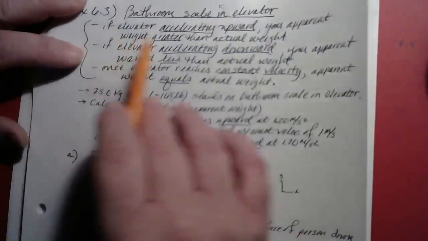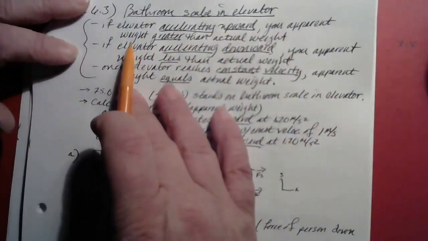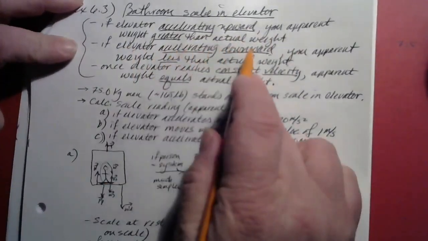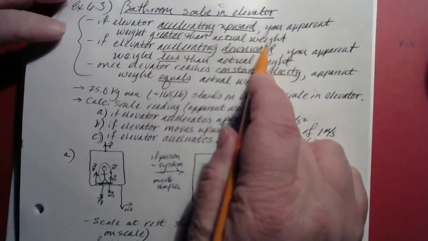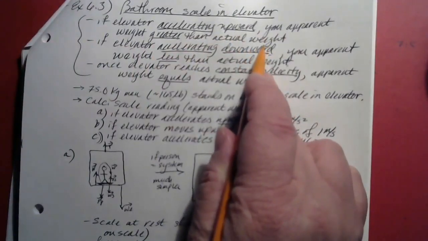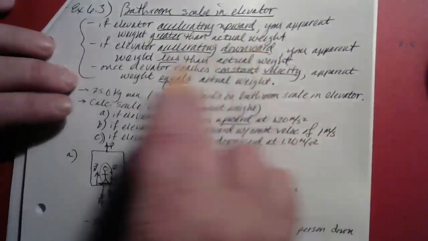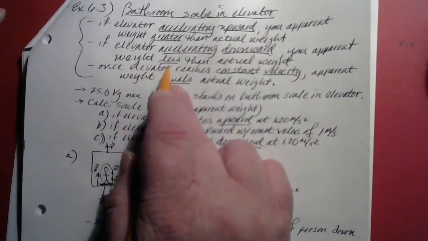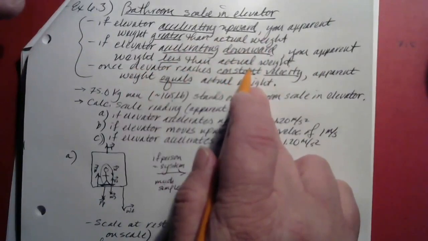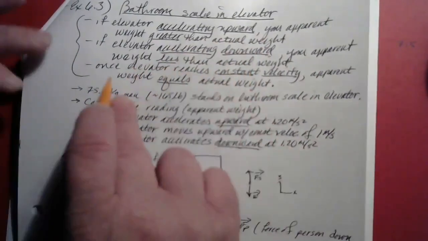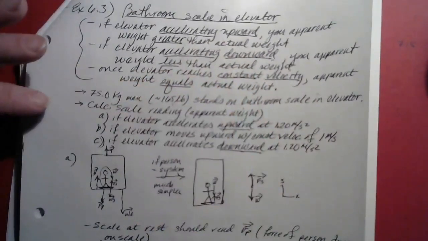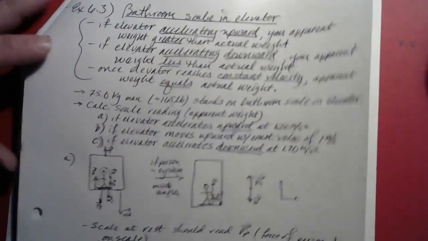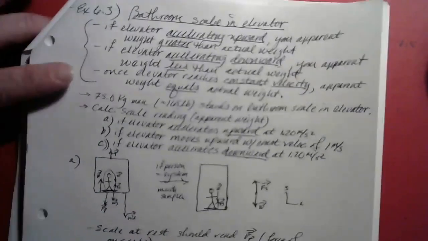So if an elevator is accelerating upward, your apparent weight, that would be the weight registered by the scale, is actually greater than your actual weight. Your actual weight being your mass times gravity. If the elevator is accelerating downward, your apparent weight will be less than your actual weight. And once the elevator reaches a constant velocity, your apparent weight should be the same as your actual weight, assuming that the balance is calibrated correctly.